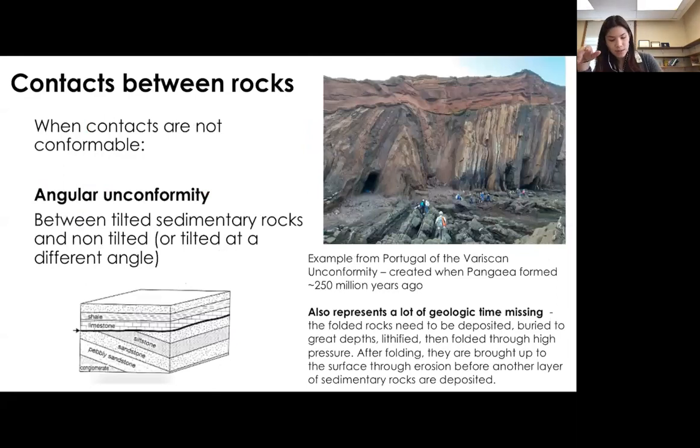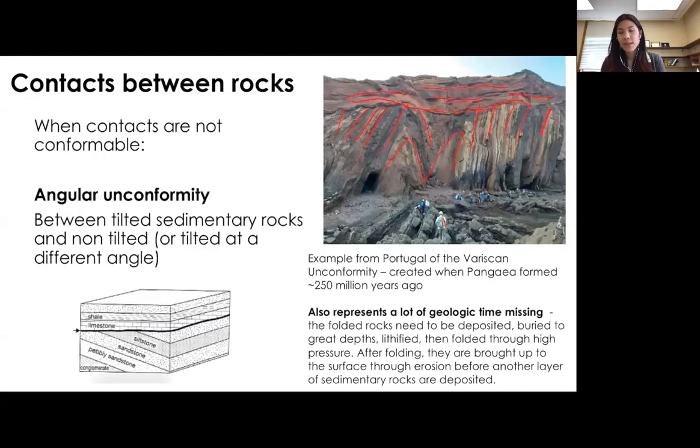And this is another great example of it in this top right image. We have some folded rock on the bottom, so it's cutting at a non-horizontal angle. And then that is cut by this other rock, which is mostly horizontal. This example is from the Variscan unconformity. So this was formed when Pangaea was created about 250 million years ago.